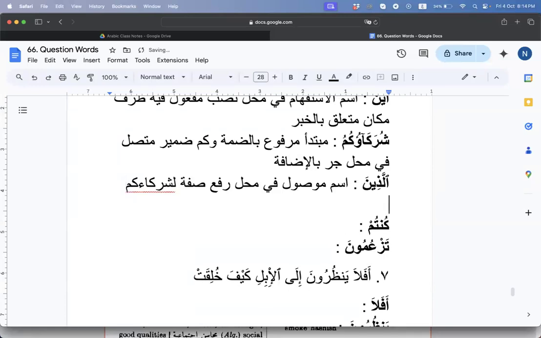And the mausul? Silatu wa jumlah ba'daha, silatu mausul. Right, mausul: la mahala laha minal i'rab.